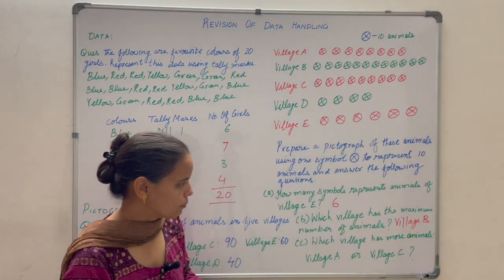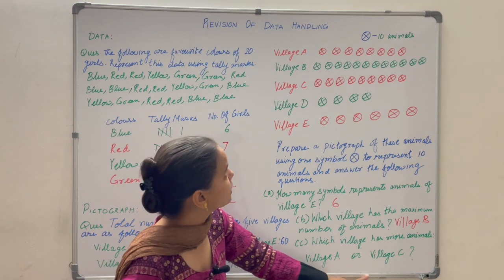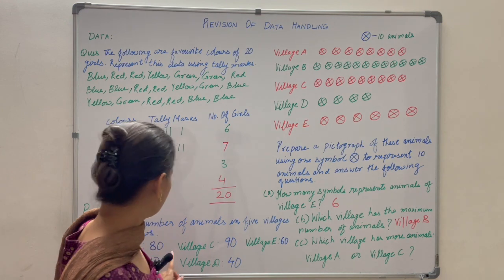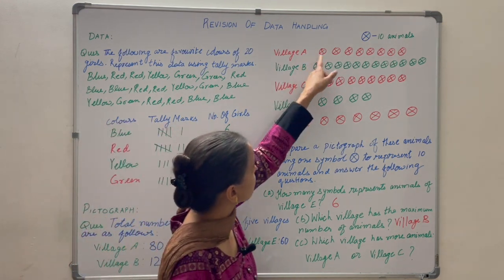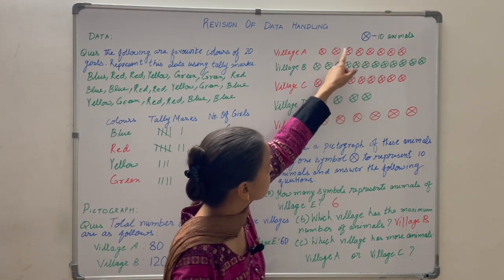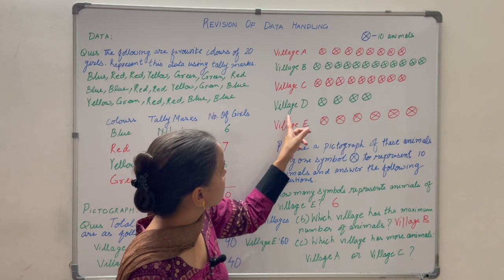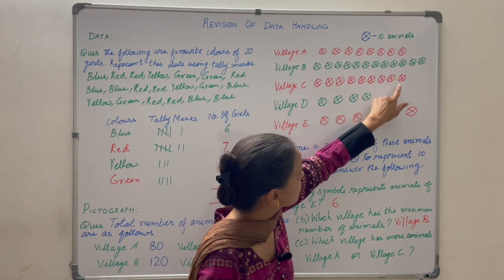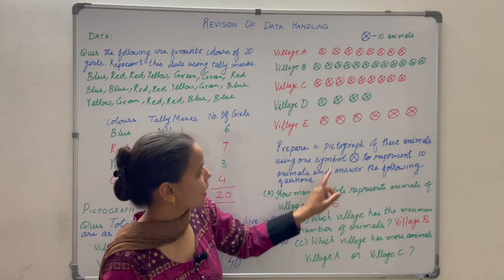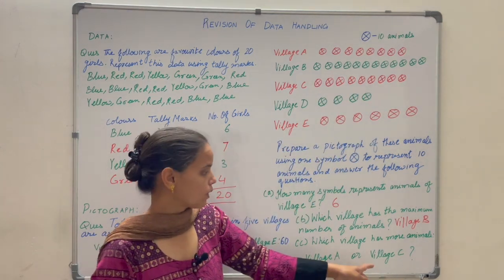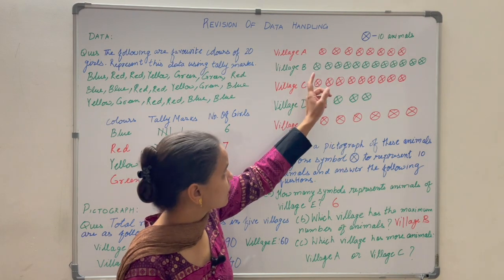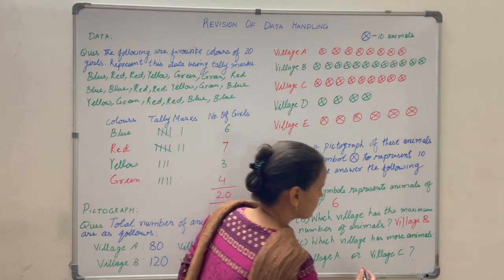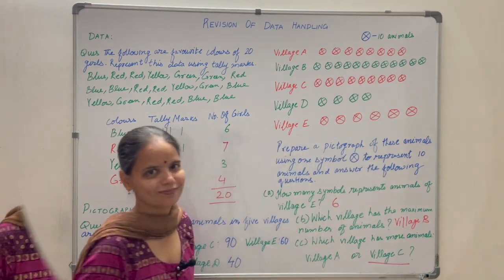Which village has more animals, village A or village C? Village A has got how many animals? 80. You can see here also village A 80, 8 symbols. Village C, there is 1, 2, 3, 4, 5, 6, 7, 8, 9. So village C has got more animals because that is 90 and village A is 80. So answer for this one is village C.